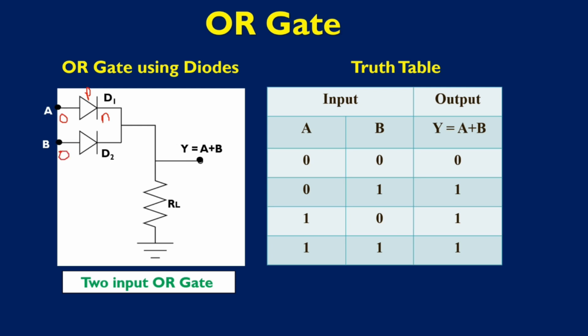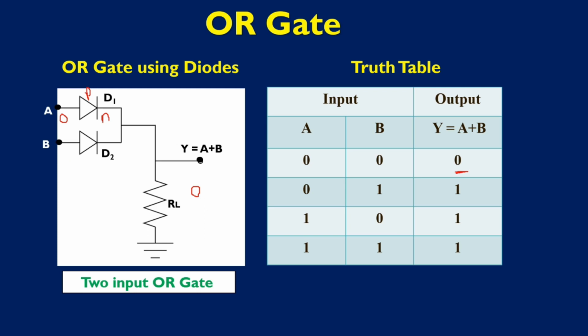When A is 0 and B is 0, both the diodes are reverse biased. When these two are reverse biased, they will not conduct, and hence the output voltage will be 0. So A is 0, B is 0, the output voltage is 0. Now I am changing the input condition.